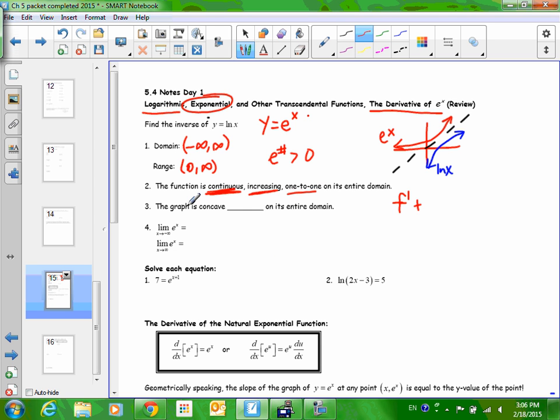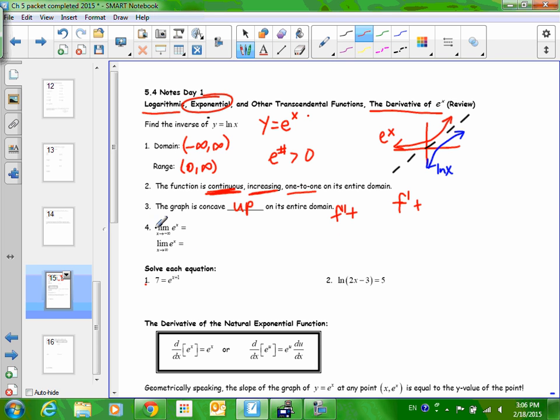This graph is concave, what do you think, looking at that picture? Concave up on its entire domain, which tells us that the second derivative is also positive. So not only are the y values positive, the first derivative is positive, and the second derivative is positive. And if we kept going, all of that would be positive.